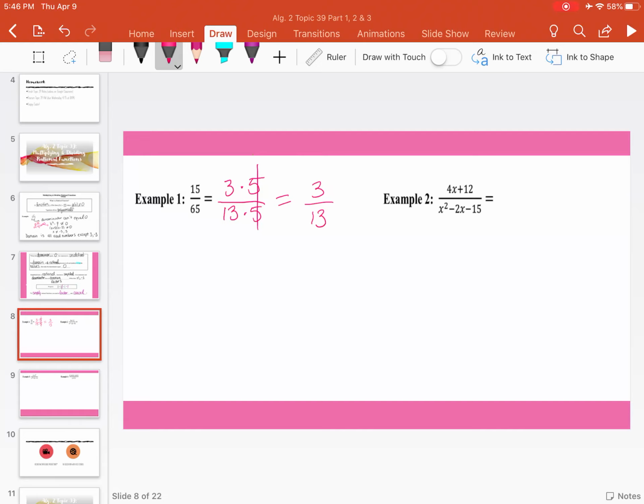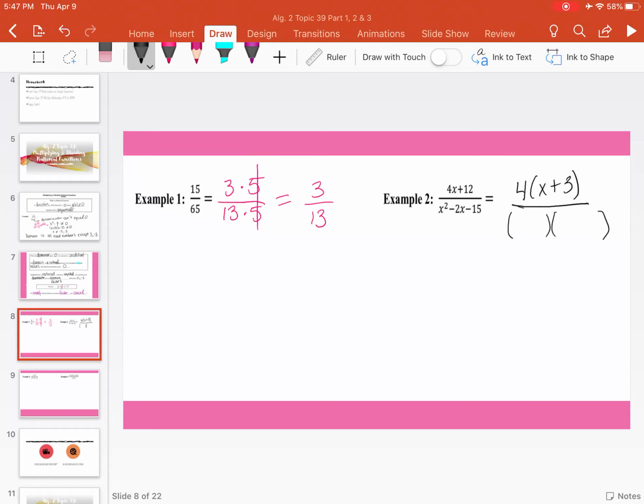For example 2, now we're dealing with variables. So we have 4x plus 12 divided by x squared minus 2x minus 15. We can factor the numerator to be 4 times x plus 3, because 4 goes into both 4x and 12. Our denominator, we have x squared minus 2x minus 15. So we need to think, what two numbers multiply together to get negative 15, but add to get negative 2?